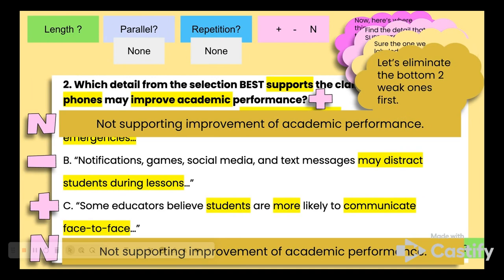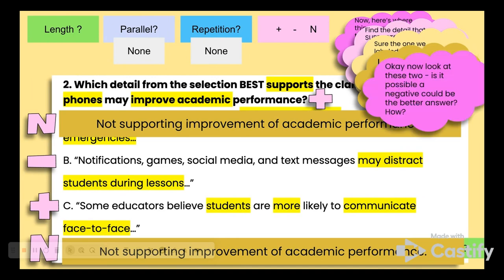All right, but because of the way that they're worded, they got labeled as a positive and negative connotative meaning. All right, so now we look at these 2. Is it possible that the negative one could be better, and why?